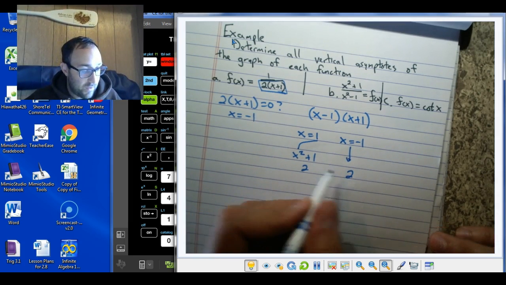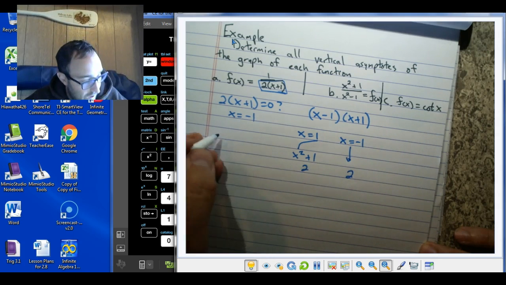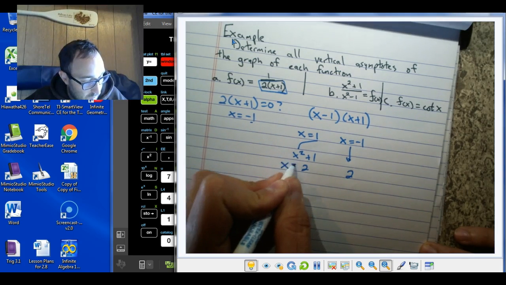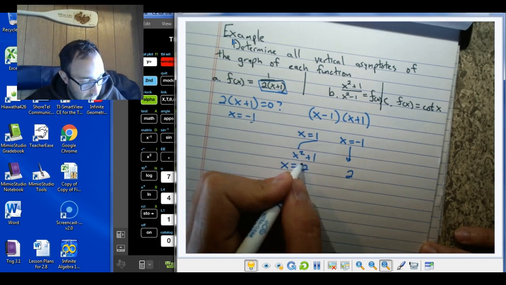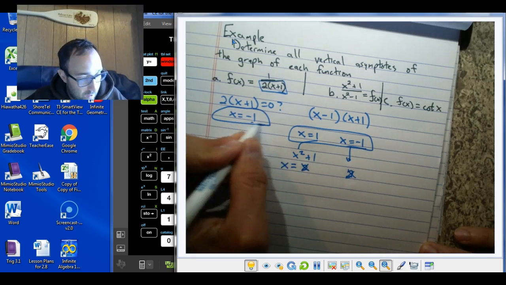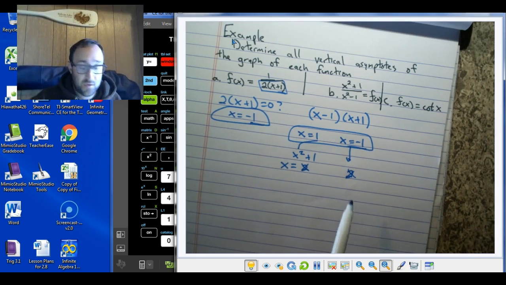They're both zeros in the denominator and not in the numerator. So my asymptotes are at x equals 1... I'm sorry, not x equals 2, because I got my answers here. Those are my asymptotes: x equals 1 and x equals negative 1. It's got two asymptotes, which is fine. You can have more than one.